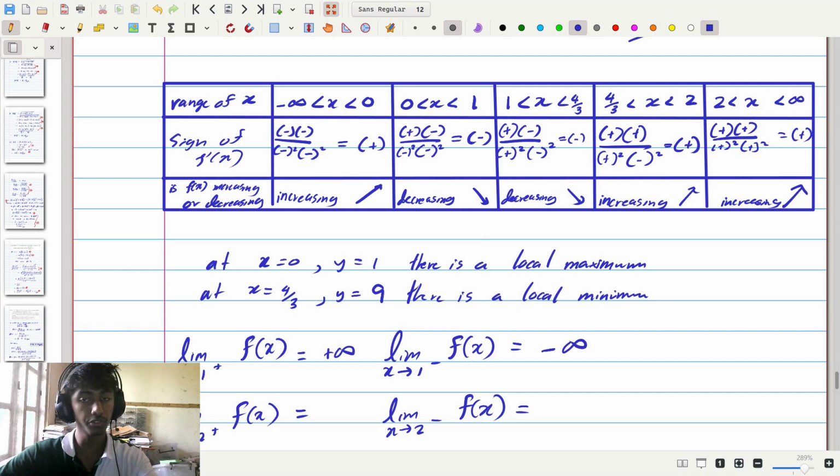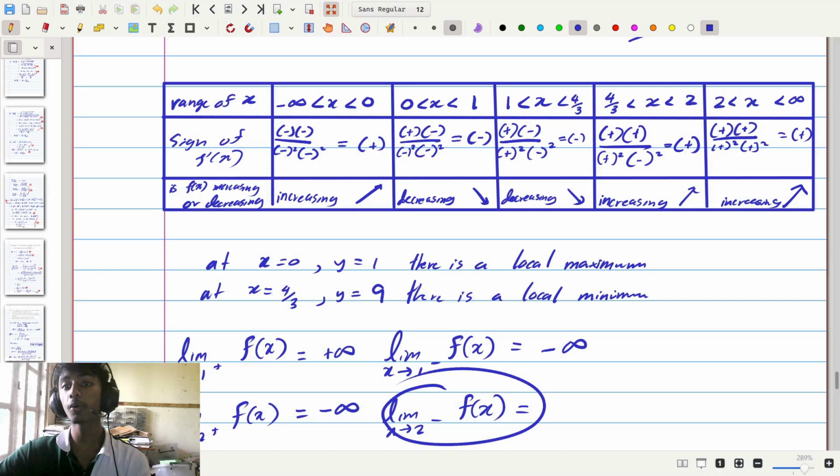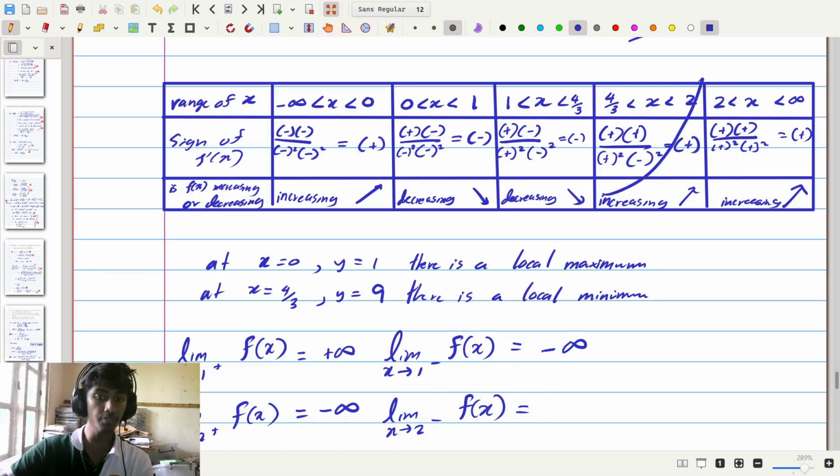Now similarly for x equals 2, since we know we're increasing on this side, we must be starting from negative infinity, and therefore when we approach x equals 2 from the positive side, we're going to get negative infinity instead. And similarly for this one, when we approach x equals 2 from the negative side, we can see we're increasing like this to positive infinity, and therefore our answer for this one is plus infinity.